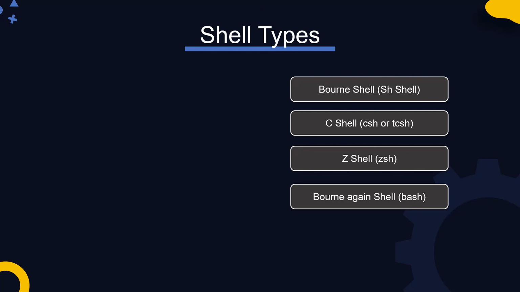You can see which shell you are on by printing the environment variable named SHELL using the echo $SHELL command. The echo command helps you print on the screen, and the $ symbol helps you specify an environment variable.